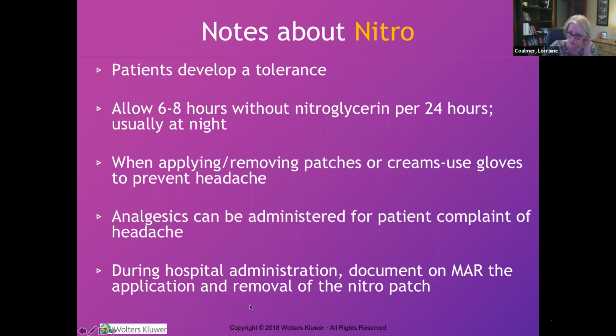And then during the hospital administration, document on the MAR application and removal. So you'll see a start time and a removal time. You need to make sure that you're documenting both, because you don't want them to come with 3 patches attached to them.